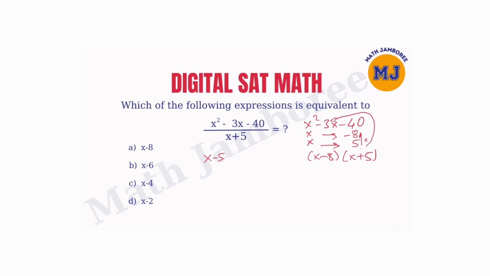write x minus 8 times x plus 5, over x plus 5 in the denominator. So as you can see, x plus 5, we have 1 on the numerator and 1 on the denominator. They can cancel each other out, and you will end up with x minus 8, which is given in choice A.